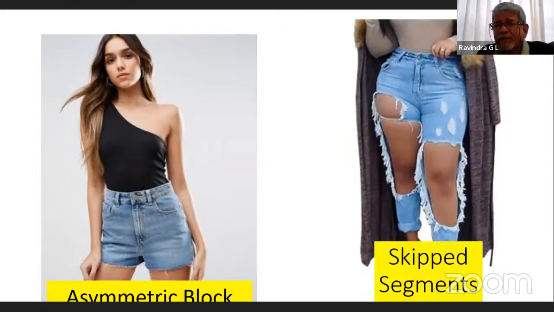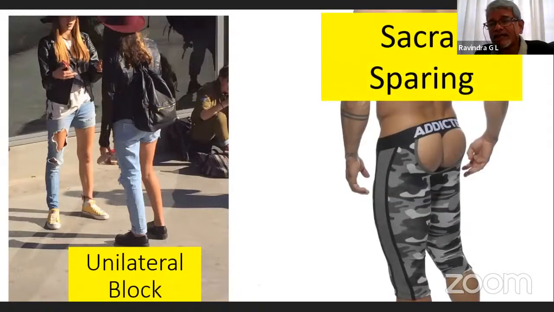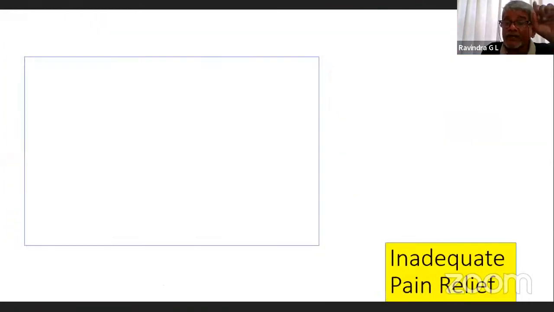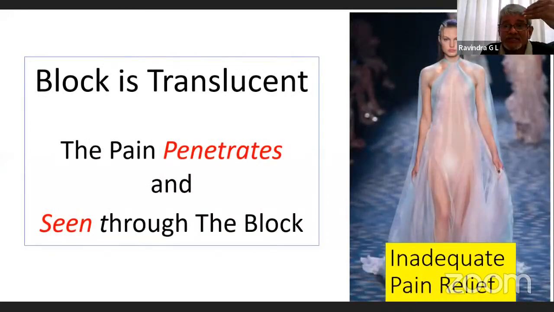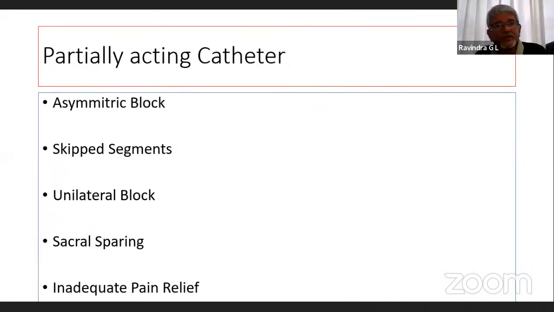Or some segments may be typically spared. Some segments are not blocked, some segments are blocked. Or there could be a unilateral block. One side is blocked nicely, the other side is left open. Or there could be a sacral sparing. Now, these are some of the types of patchy block that we see. The last one is an inadequate pain relief. The block is translucent. The pain penetrates and is seen through the block. This is another important situation. Now, let's see what are the causes and how to manage them.